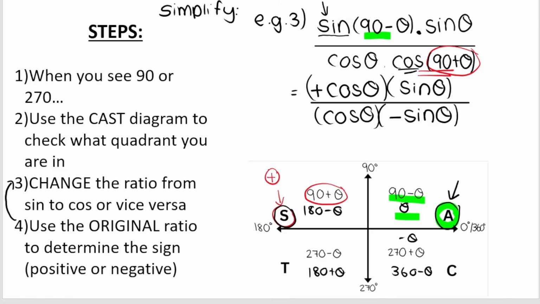So just to be clear, when you are dealing with co-functions, when you see a 90 or 270, if the original question said sin, your answer must say cos. In your second step here, it goes from sin to cos and from cos to sin. They need to switch. You determine the sign, if this is a positive or a negative, based on the original. So 90 plus theta is in this quadrant where sin is positive, but my original ratio is a cos. So that's why this is a negative. Now, obviously, I'm not done with this question. I need to simplify. So cos theta cancels with cos theta. Sin theta cancels with sin theta. I'm left with positive 1 at the top divided by negative 1 at the bottom. So my answer is negative 1.